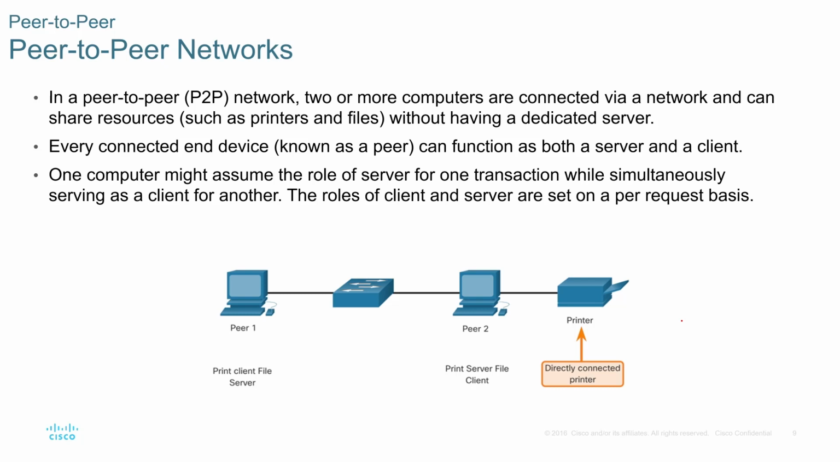One computer might assume the role of server for one transaction while simultaneously serving as a client for another. The roles of client and server are set on a per request basis. There are many programs for file sharing that fall into this category of peer-to-peer, possibly the most famous being Napster for music sharing. There are many others such as BitTorrent.